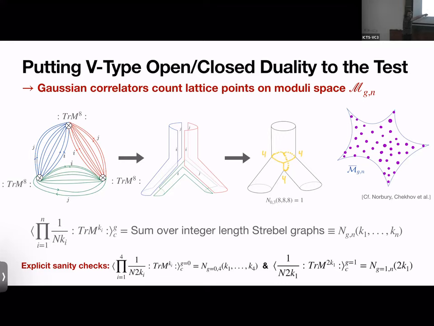That's the beauty about this whole Strebel construction, okay? So the sum over these graphs is just the sum over those points. It's just counting those points, okay? So this tells us very concretely that you can interpret this correlator as a lattice point count, okay? Now this turns out to be something mathematicians study. It goes under the name of discrete volumes of moduli space, okay? And you can take your favorite book or paper on the subject. Often they have some tables in the appendix, okay? And you can now just check: do the correlation functions in the Gaussian matrix model agree with those numbers?